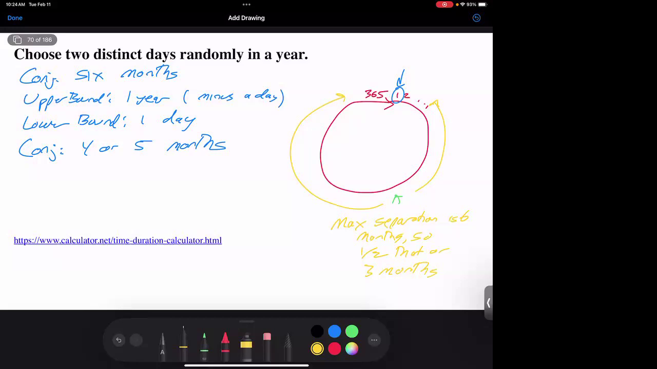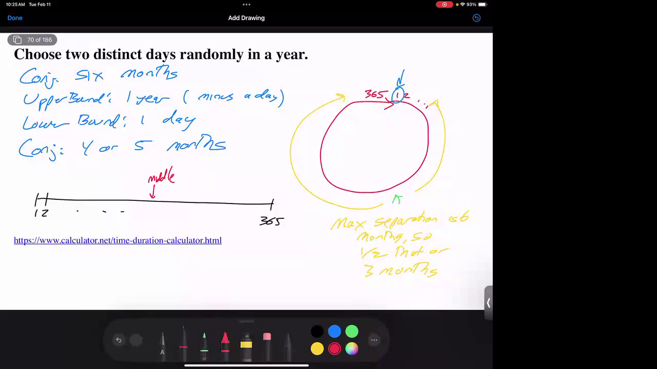Now, if we don't have the wraparound, where do we expect things to be? Well, now we have something that's more linear. 1, 2, ... 365. If we were to just choose one birthday, where would you expect it to be in the year? If you could only choose one number, where do you think that would land? Wouldn't you expect it to land about in the middle?